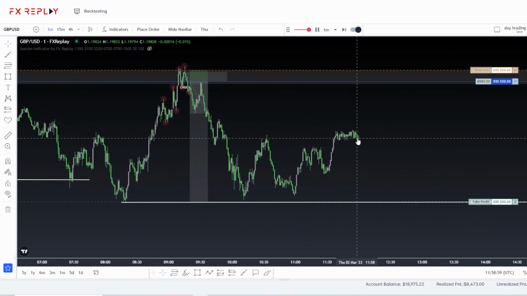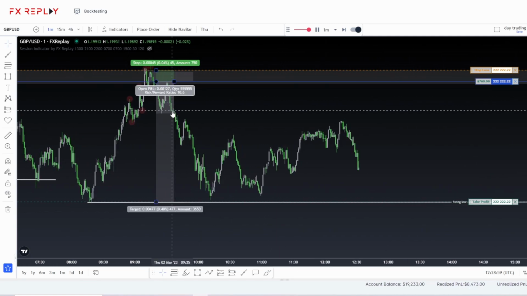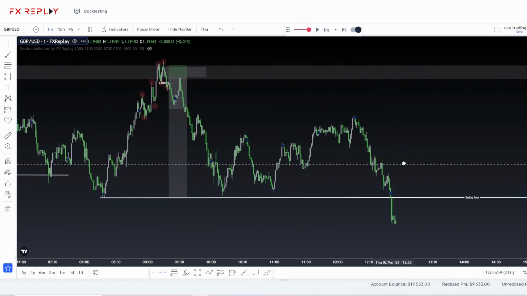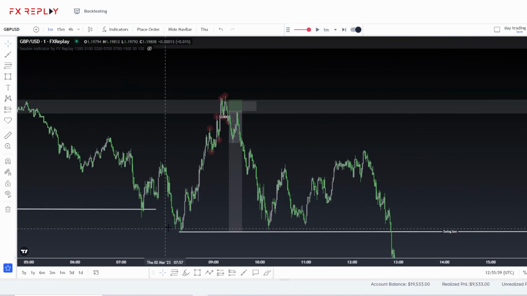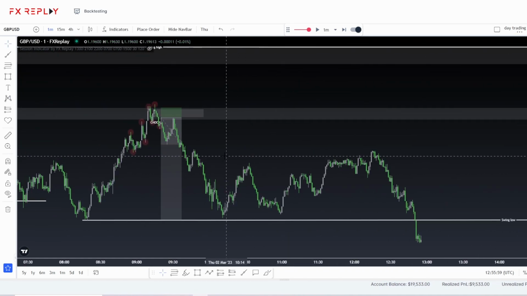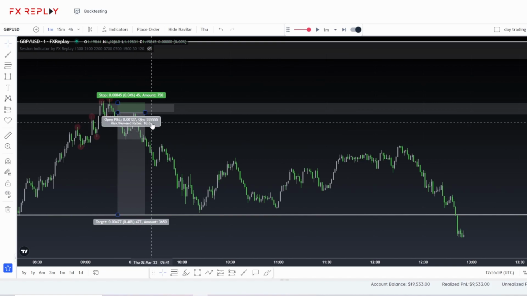It's retracing quite a bit. It's probably a new 15-minute order block here. And there we go. It hits the take profit, taking out a swing low, continuing the bearish order flow. Now, I did say I wanted 12. Sorry about that. It's a 1 to 10, but nonetheless still a huge trade, right?